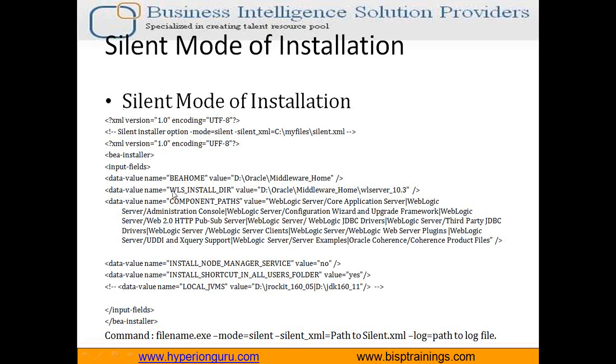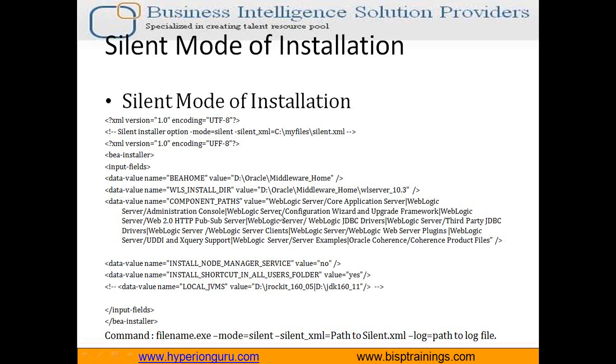So this is silent mode installation. You need to provide the BEA home directory, what we call the WebLogic home directory. This is the WLS installation directory, where exactly we need to install. It's a value name, and the value we need to give like this. And the component paths, what exactly the components you need to install. See, I want to install a WebLogic server. Under that, I want to install the core application server. So like this, we need to have the components.